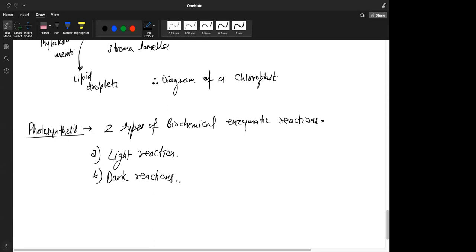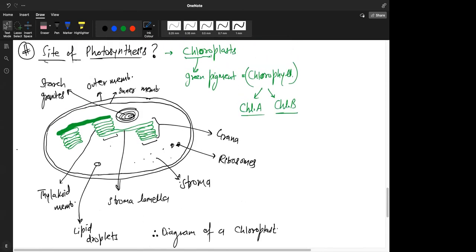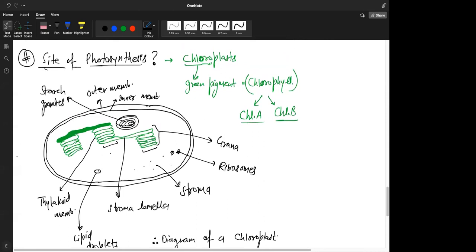All right. No hesitations. So I am saying that for photosynthesis to happen, the first question was, what is the site of photosynthesis? We understood this part: chloroplast. I told you that chloroplasts contain a green pigment known as chlorophyll. There are two types, chlorophyll A and chlorophyll B. And we understood the diagram of a chloroplast. Chloroplasts have an inner and outer membrane. We don't worry about that. Inside they have stacks of coins.